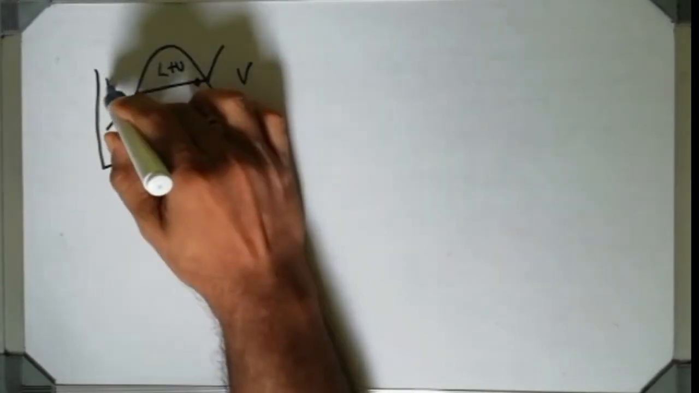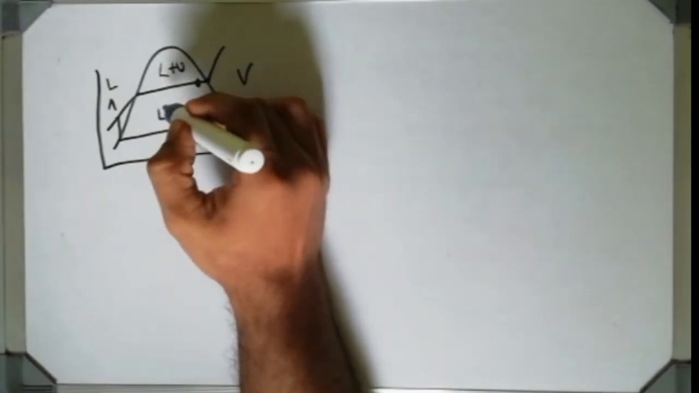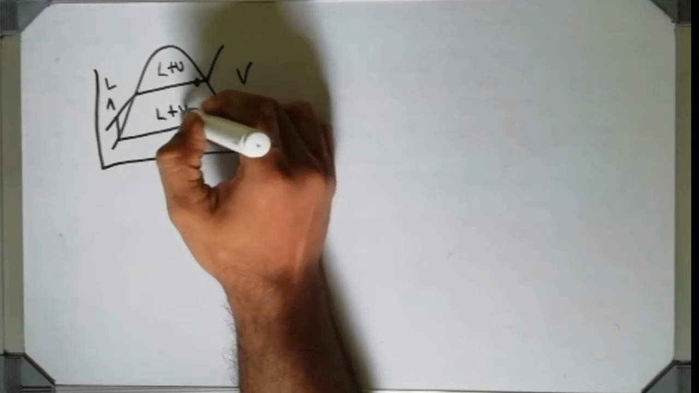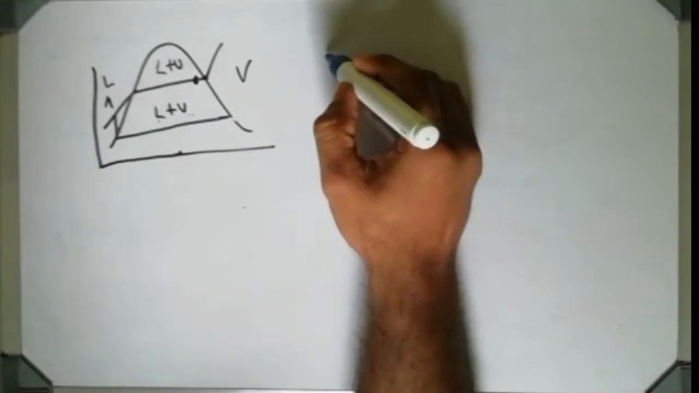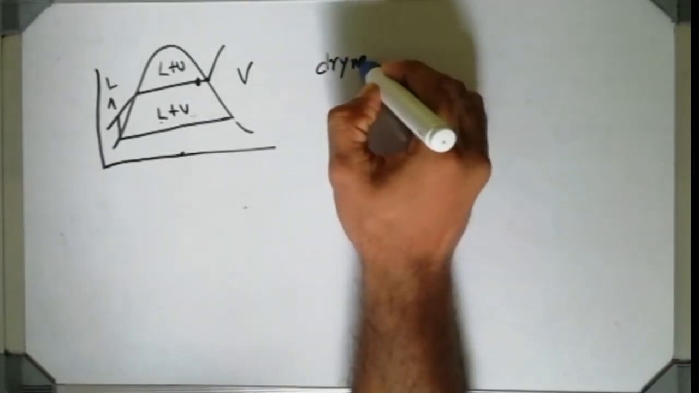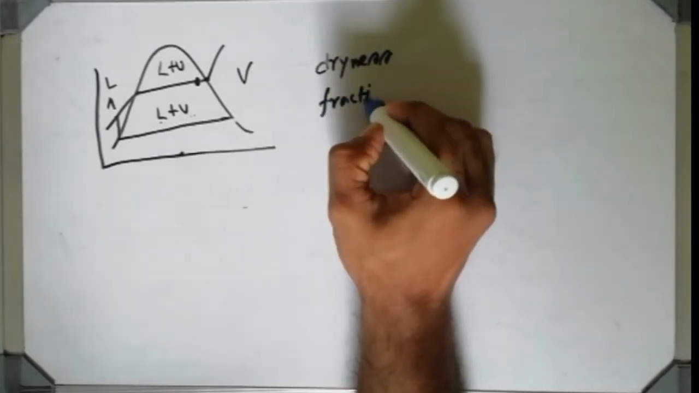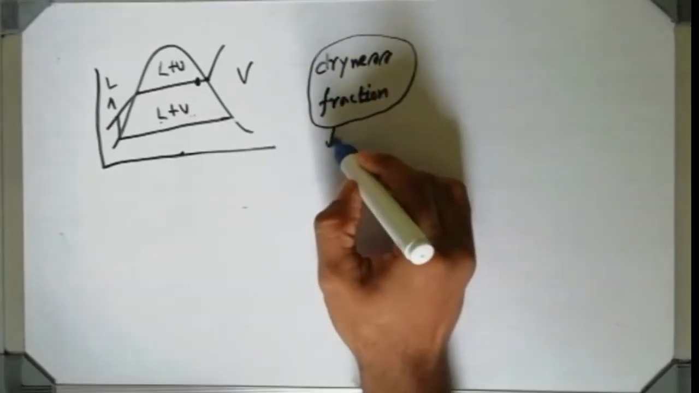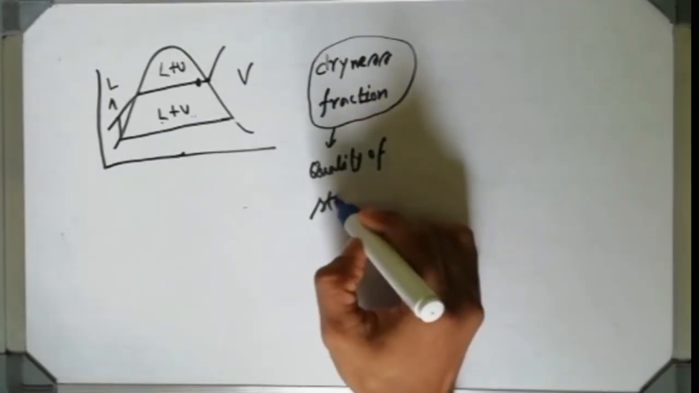This zone is vapor, this zone is liquid. Now if the steam is resting inside this liquid vapor zone, then some part of the steam is liquid and some part of the steam is vapor, isn't it? That's why it is written L plus V, that is liquid plus vapor. So at that point one parameter comes in front of us, that is known as dryness fraction. Dryness fraction is a parameter by which you can find the quality of steam. Quality of steam means, is that steam good or bad?